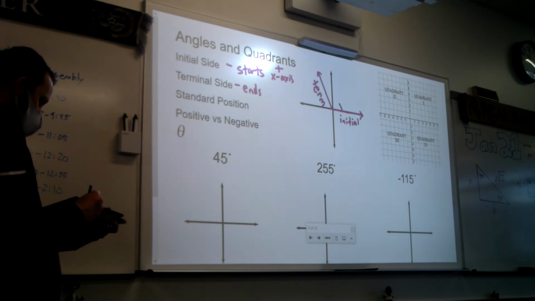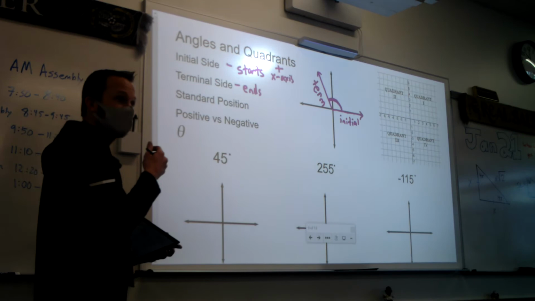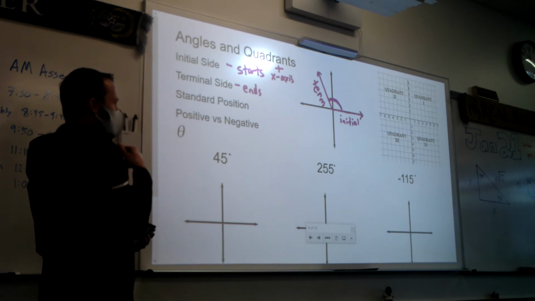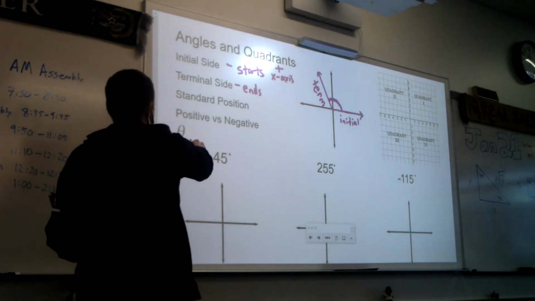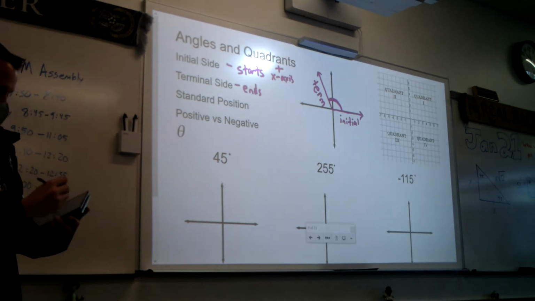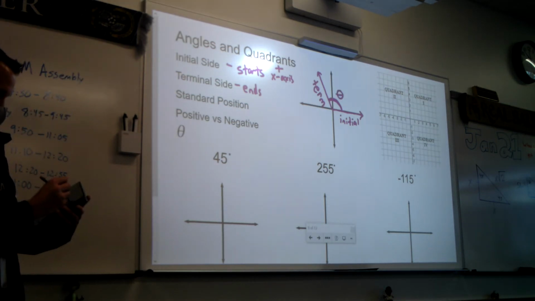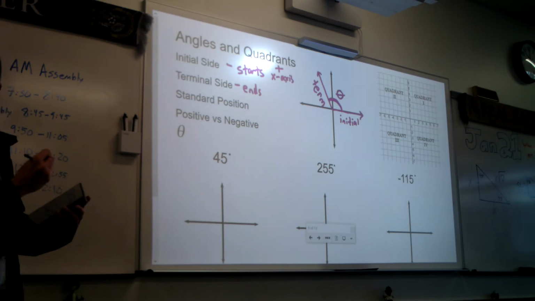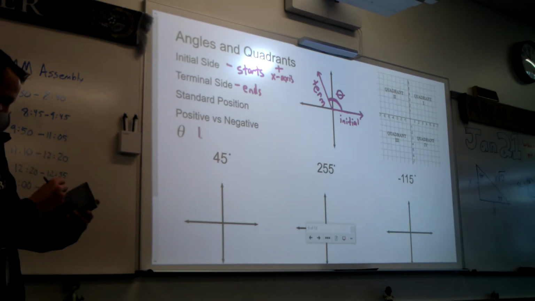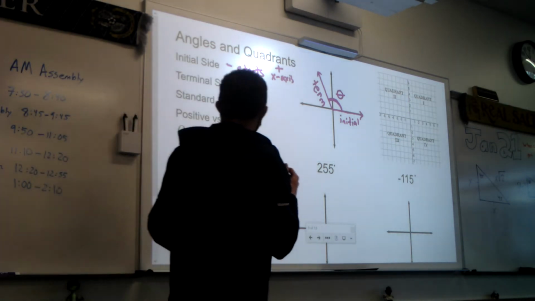Now, our angle is going to be created by those two things, so that's the angle. The letter we're going to use to represent it is actually a Greek letter. Anyone know what this is called? It starts with "th" and ends in "ta." Theta. Good job. Theta.